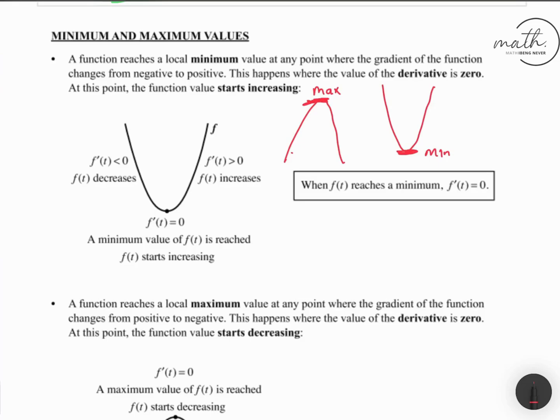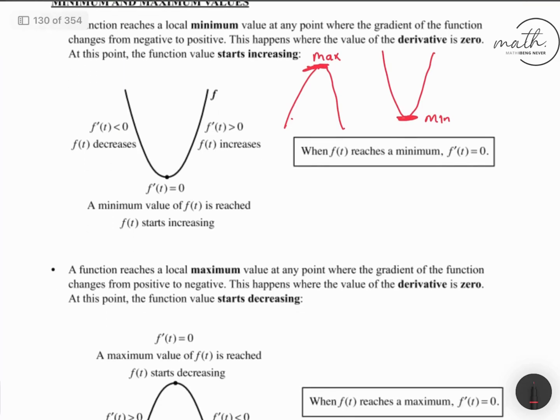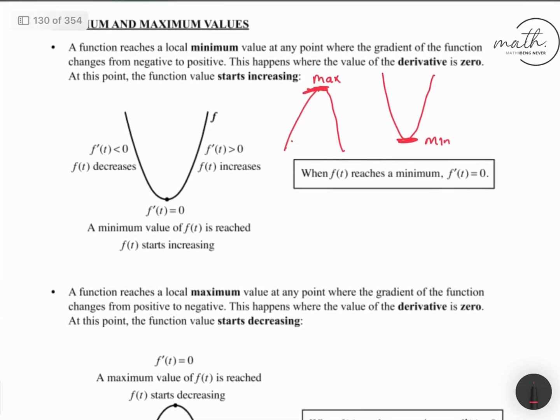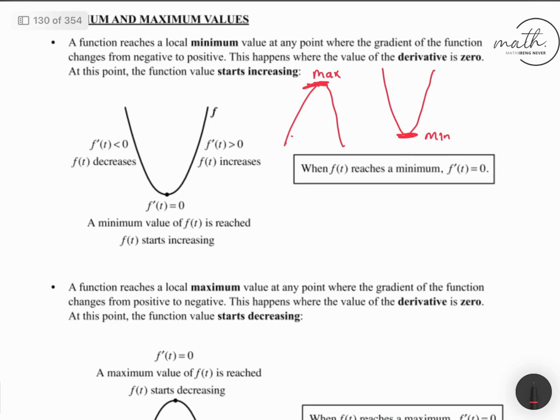Now, how we found them is, as you can see, the minimum and the maximum are basically the turning points. Now, how did we find the turning points? We just had to find the first derivative with the cubic. To find the turning points, you find the first derivative and you equate it to 0.